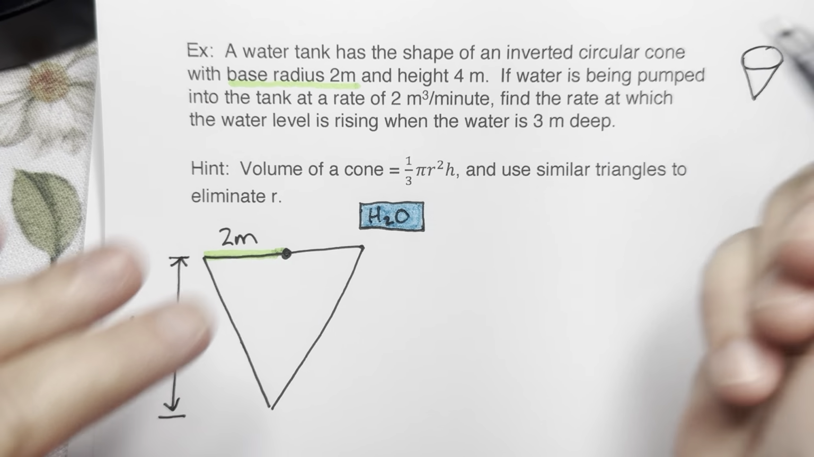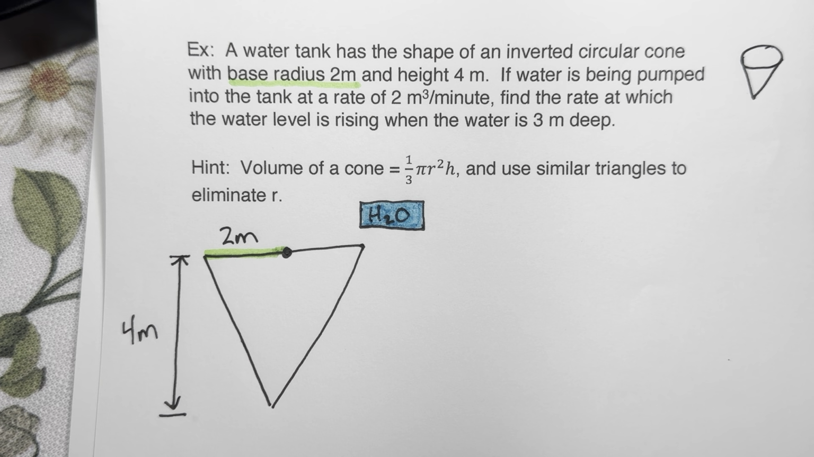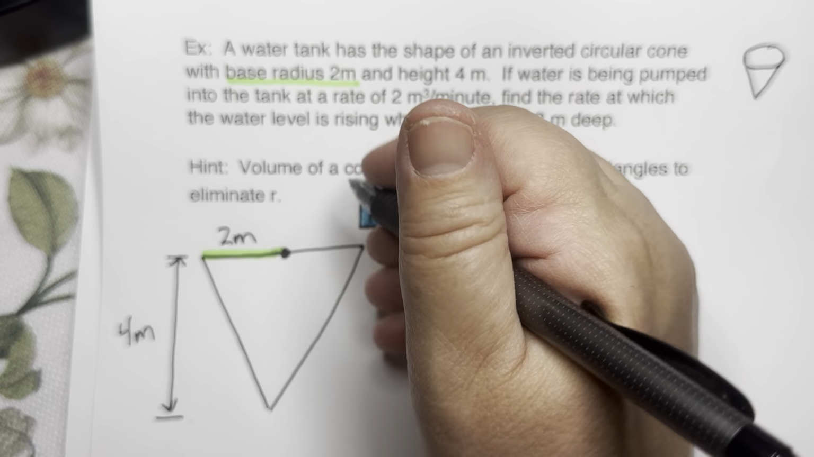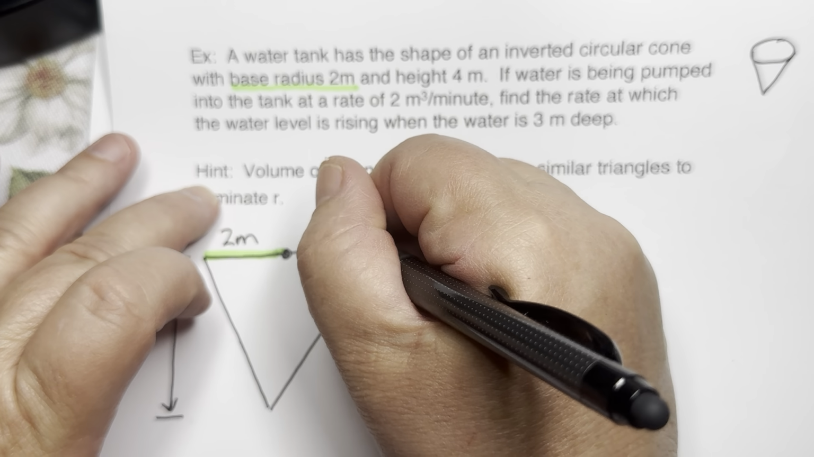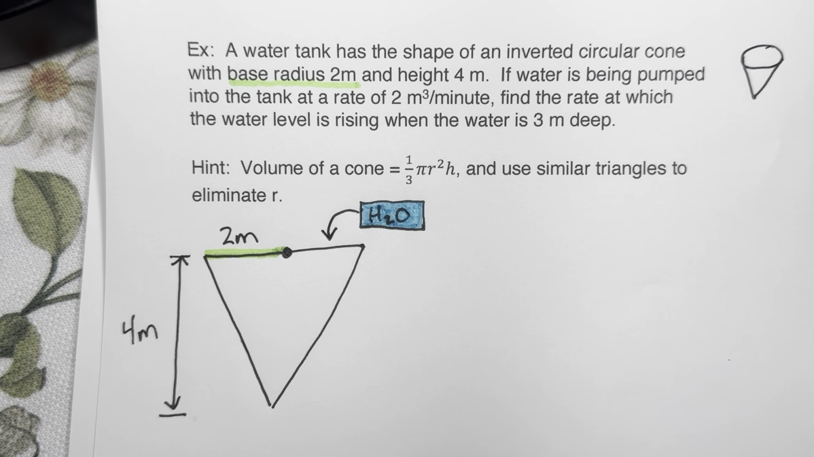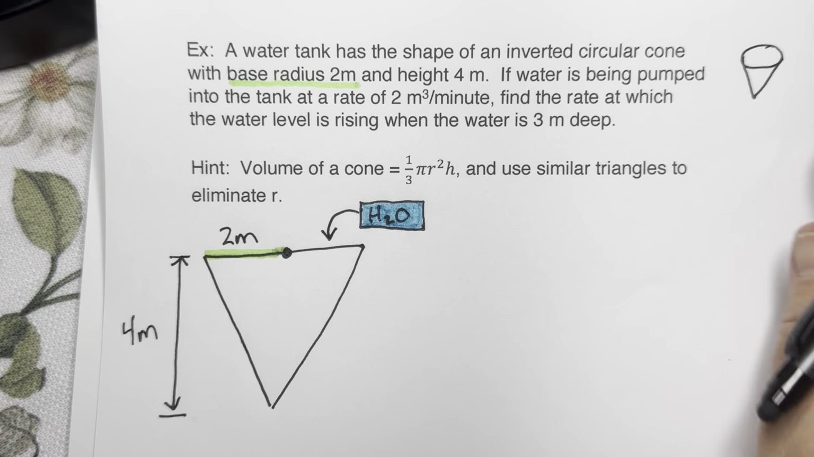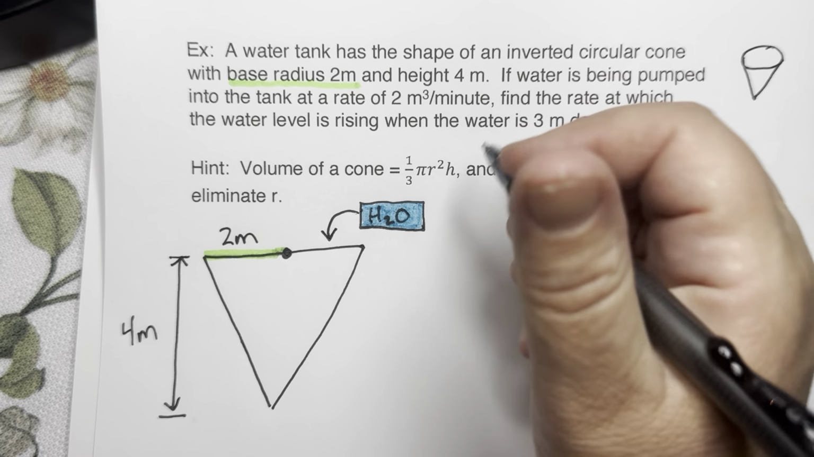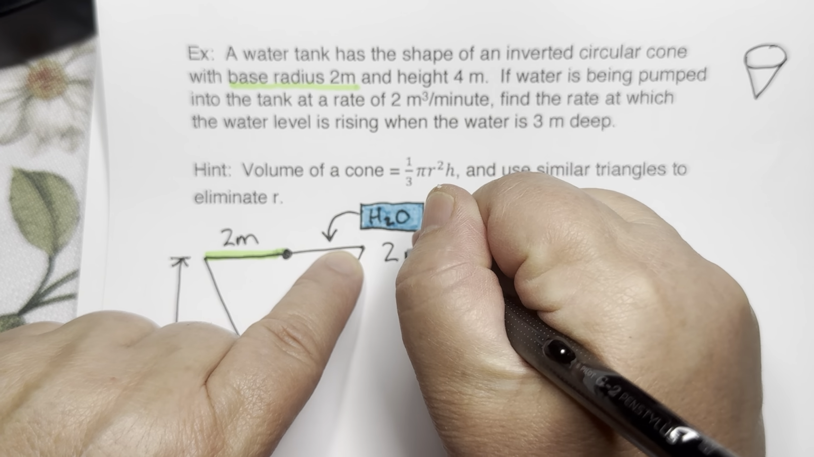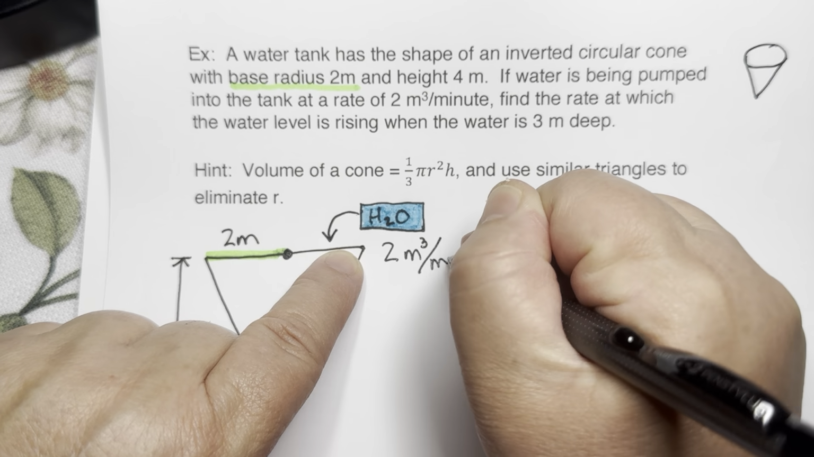So there's some water, H2O, a couple hydrogens and an oxygen, just for funsies. And that's getting pumped into our tank. And it says that water's being pumped into the tank at a rate of 2 cubic meters per minute.